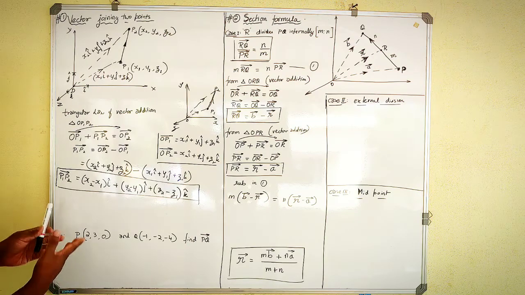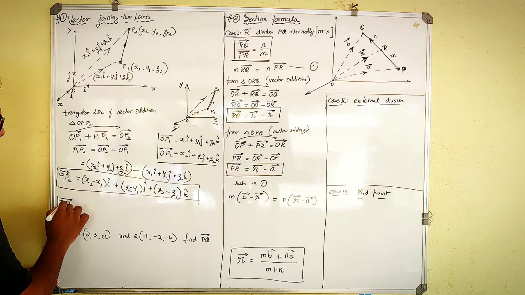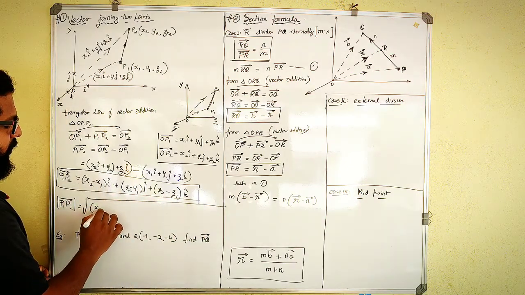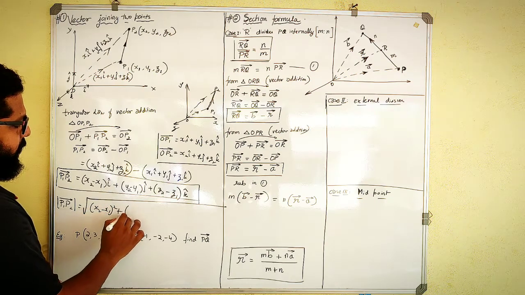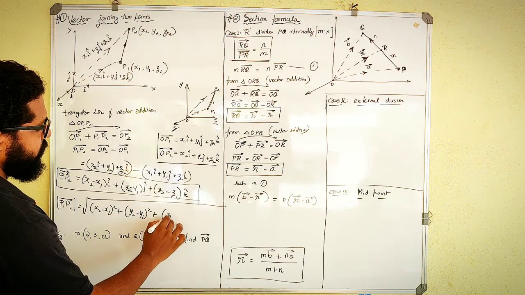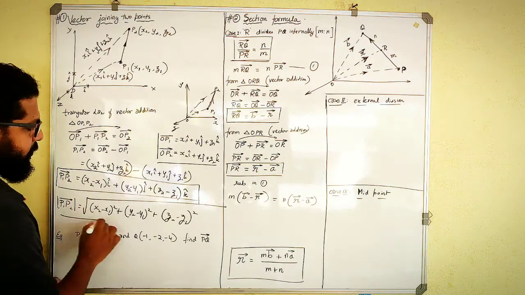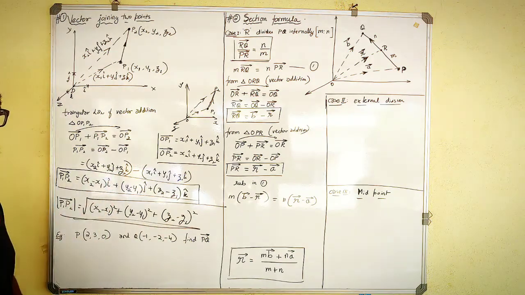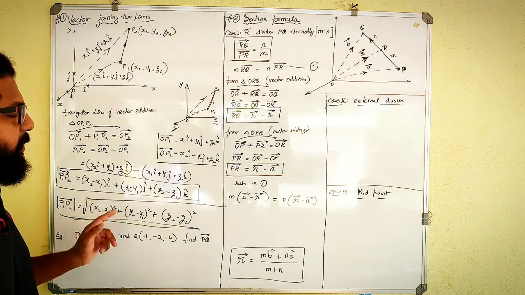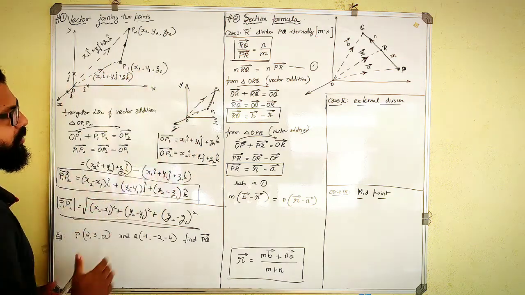Then it is easy for me to find the magnitude of this vector. The magnitude of this vector is nothing but the square root of x2 minus x1 the whole square, plus y2 minus y1 the whole square, plus z2 minus z1 the whole square. So this is the magnitude of the vector joining 2 points, and this is the component formula for writing the vector joining 2 points. This is the whole derivation for the vector joining 2 points.